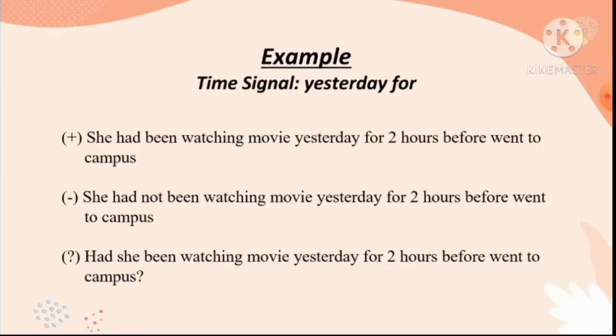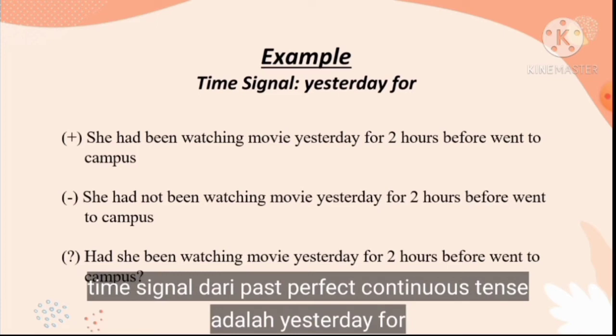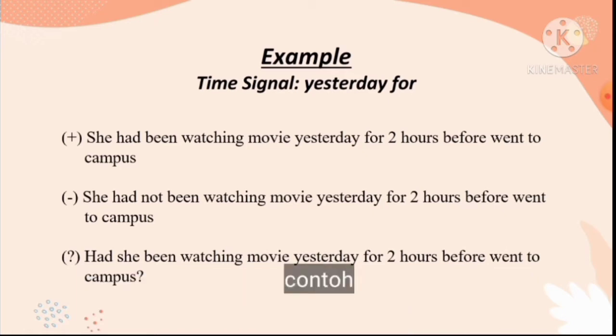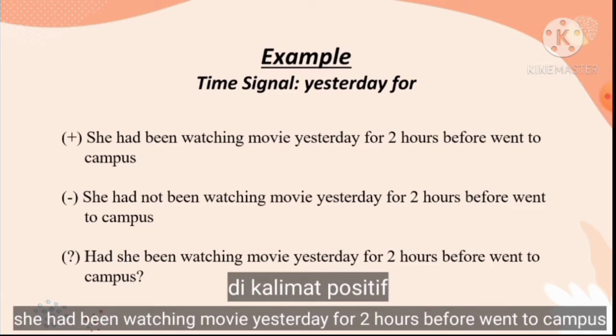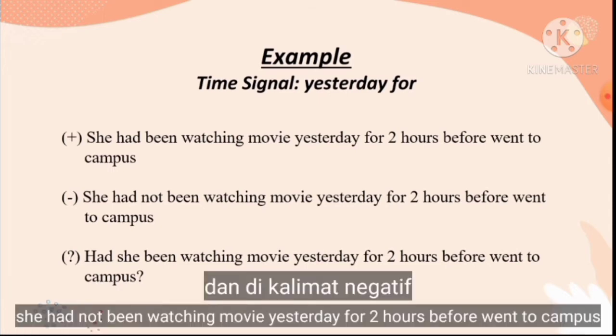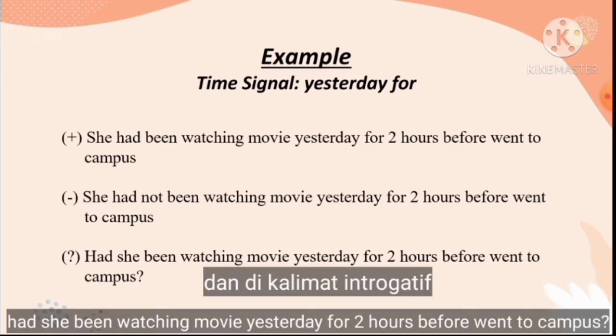Next, the time signal of past perfect continuous tense is yesterday for. The example, in positive: She had been watching movie yesterday for 2 hours before went to campus. In the negative: She had not been watching movie yesterday for 2 hours before went to campus. And interrogative: Had she been watching movie yesterday for 2 hours before went to campus?